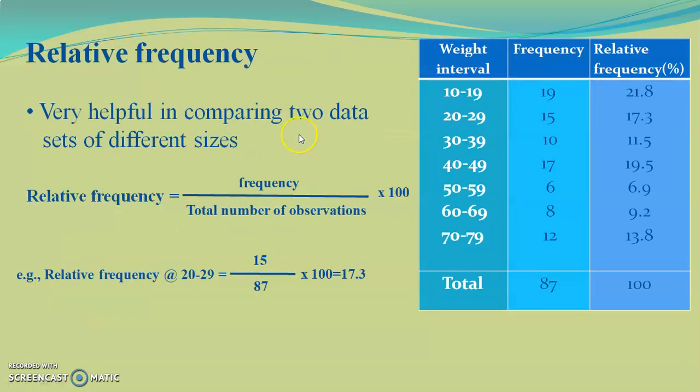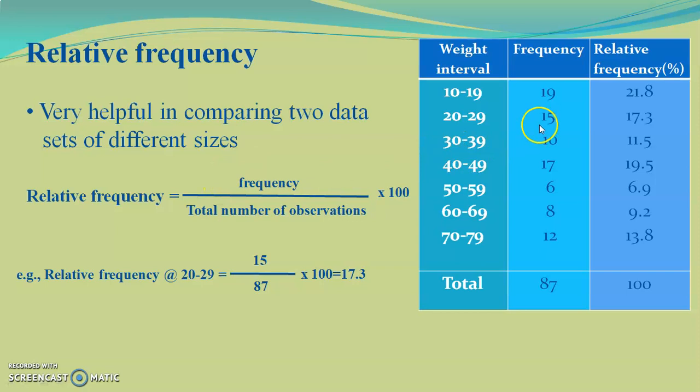Now the next term is the relative frequency. Relative frequency is used in comparing two data sets of different sizes. Relative frequency is equal to the frequency divided by the total number of observations, times 100. In this example, you can see the relative frequency of the variable 20 to 29 class interval. See here, 20 to 29 is a class interval, that's a variable, and the frequency of the observation is 15 times. So we can calculate the relative frequency.